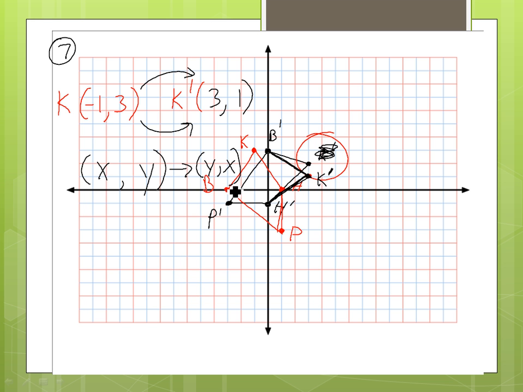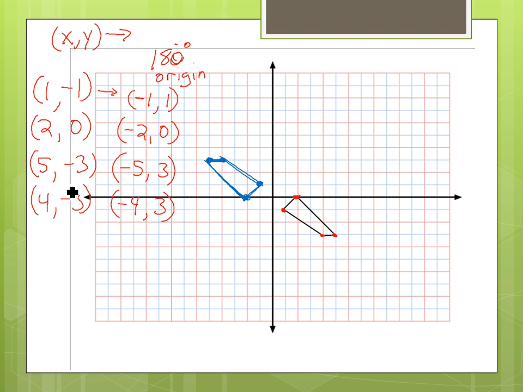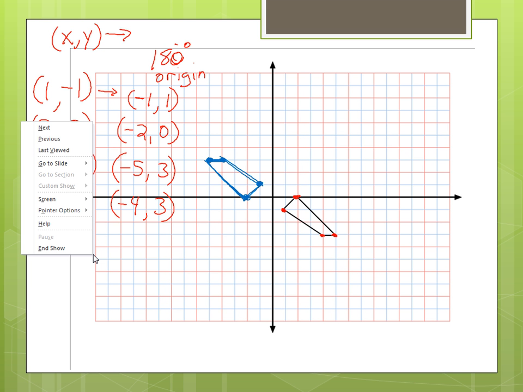And then, when we switched them, we did the opposite. When the 3 went to here, and the -1 went to there, we took the opposite of the second one. So we took the opposite of the x, so we went y, comma, -x. And then we figure out which rule that is. And I'm pretty sure, because we did that one. So y, -x, that's what we're switching to.